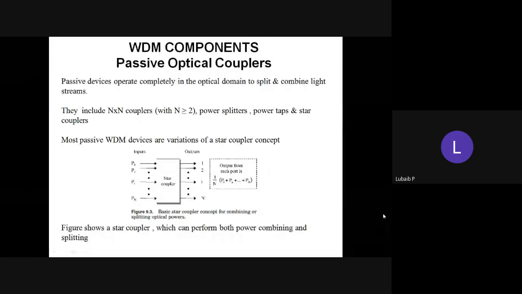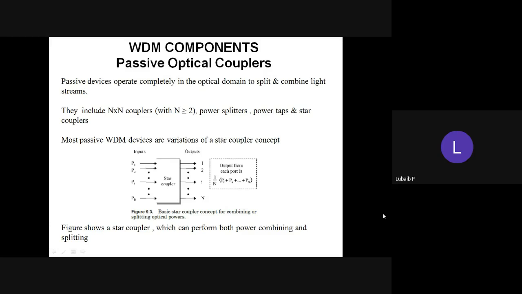Good morning, all. In the previous session, we discussed wavelength division multiplexing, that is WDM, what WDM actually is, and what its components and features are. In WDM, an important family of components is the passive optical coupler. Now we are going to discuss passive optical couplers.